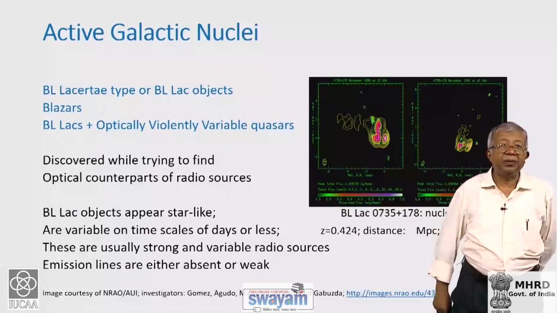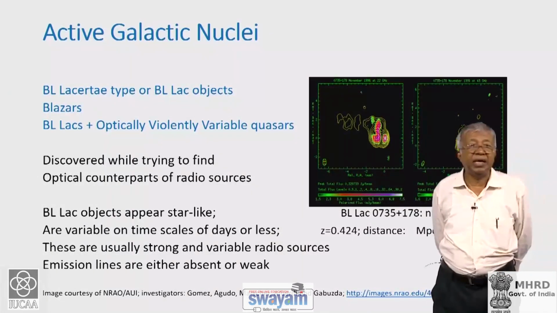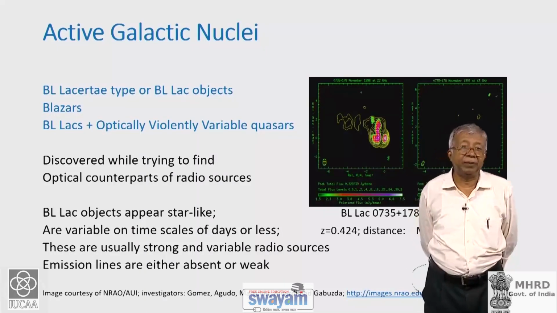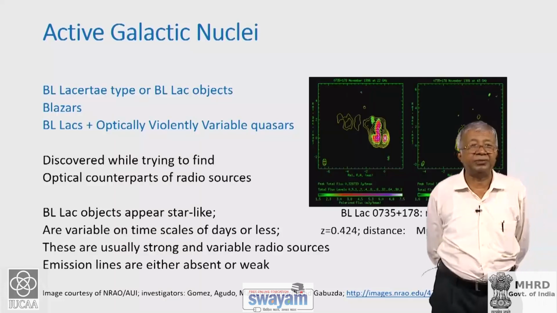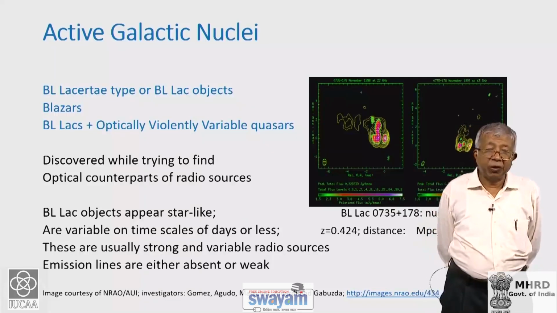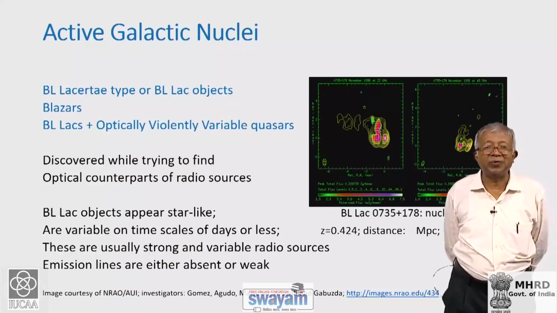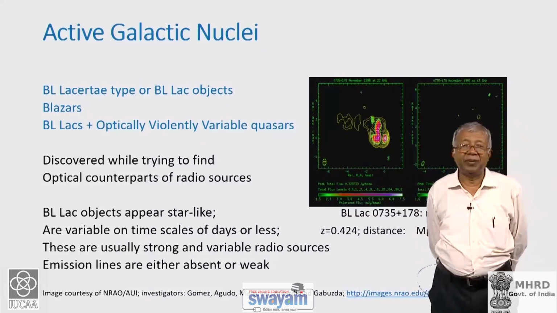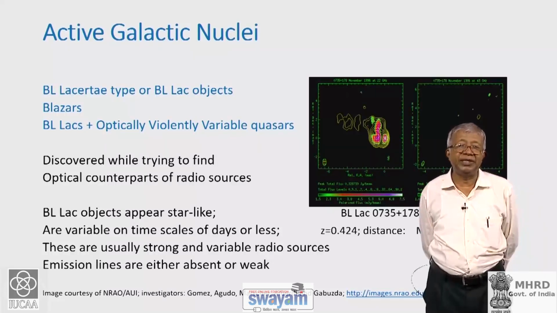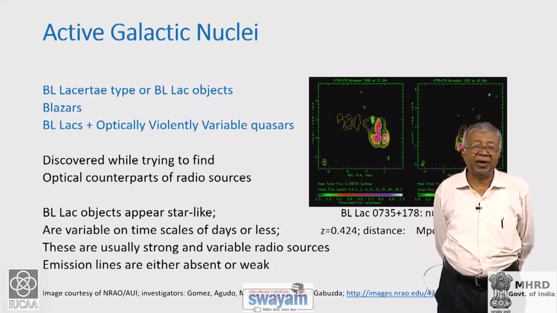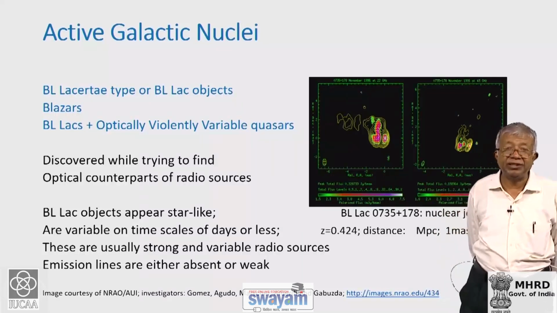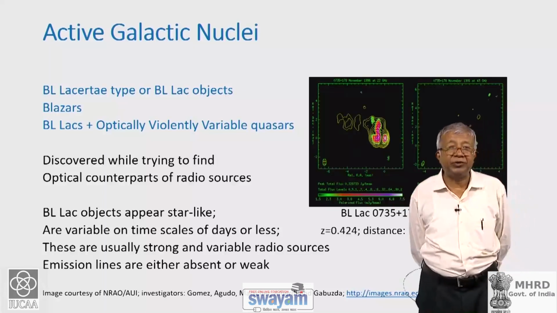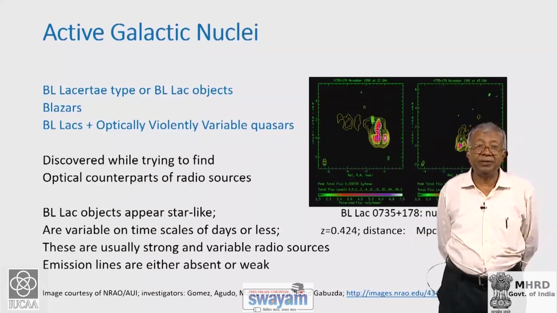Let me introduce you now to another class of active galaxies, one of the more extreme types, called the BL-Lacertae type objects or BL-Lac objects. This also came about by trying to find optical counterparts of radio sources. There is an object identified from the catalog by the Vermilion Radio Observatory in Canada, which was identified with a star-like object, just as in a quasar. But in this case, the surprise was that when they went to take a spectrum of the object, they could not find any emission lines.